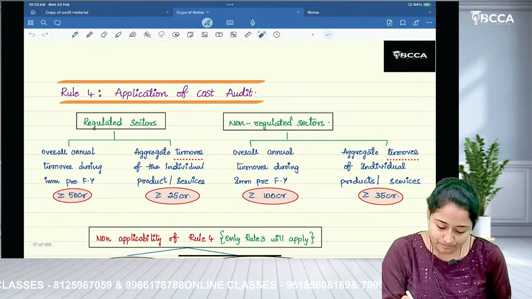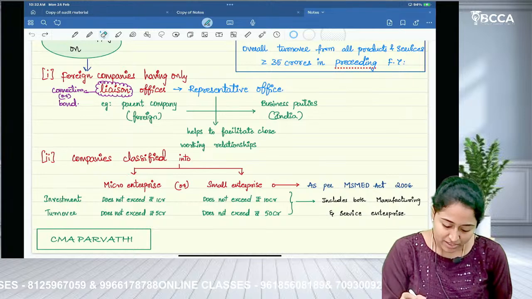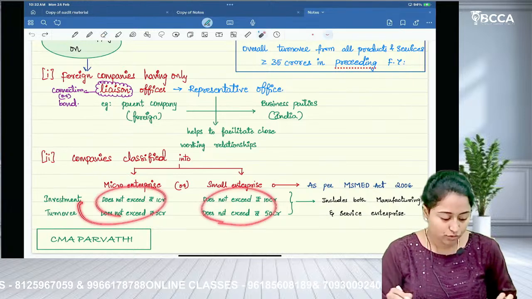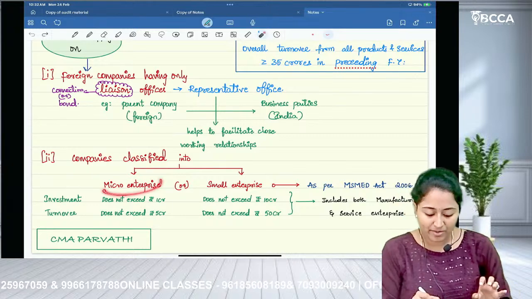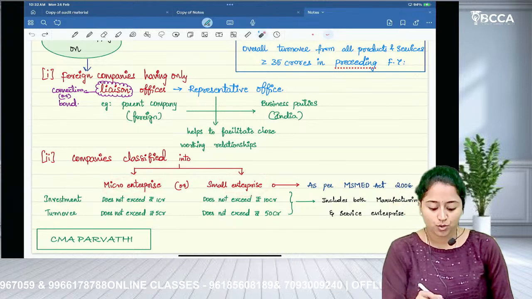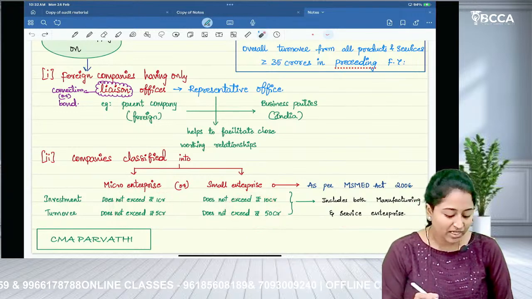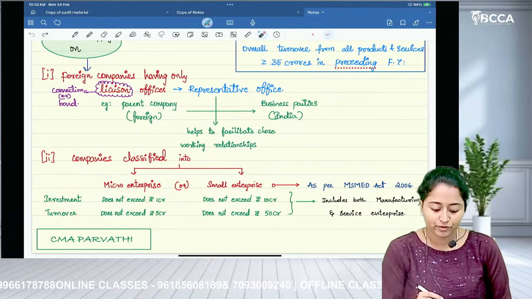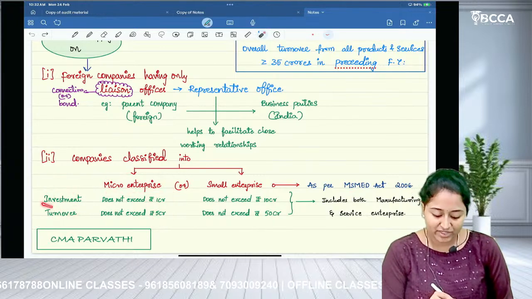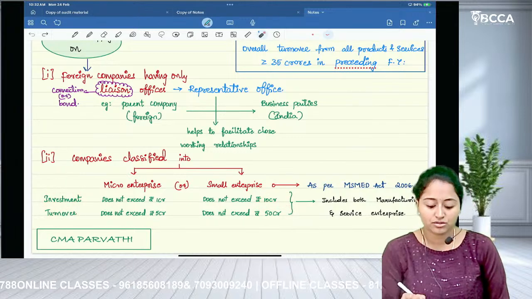Now, this is regarding limits. If you want to see, I'll give you the notes. This is not so required for us. For micro enterprise and small enterprise, this is the limit given under the MSMED Act. If investment is less than 1 crore and turnover is less than 5 crores, then it is micro. If the investment is less than 10 crores and turnover is less than 50 crores, then that is small.